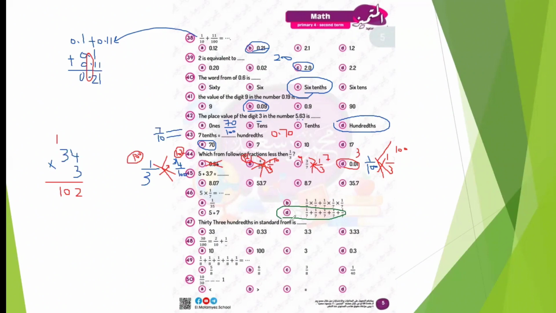47. 33/100th in the standard form. 33/100th means 33 out of 100. If I want to write it as a decimal, it will be 0.33.